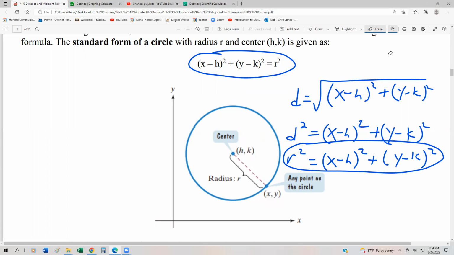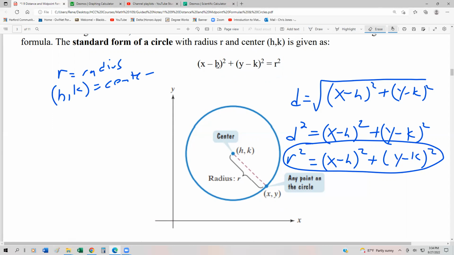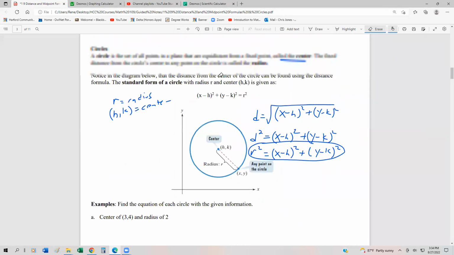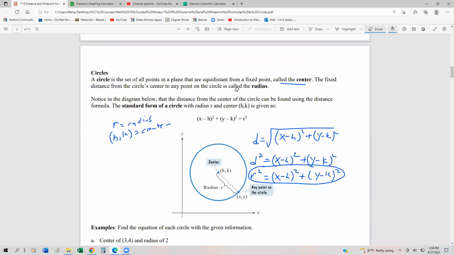Essentially, if we have an equation of this form, r is the radius, and h comma k is the center of the circle. Sometimes it's given in that form, and sometimes it's not. We have to do some manipulation and algebra to put it into that form. So let's build the equations of circles, but also go backwards and identify key characteristics of a circle just given the equation.